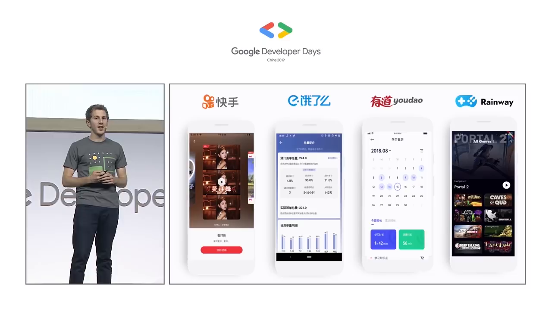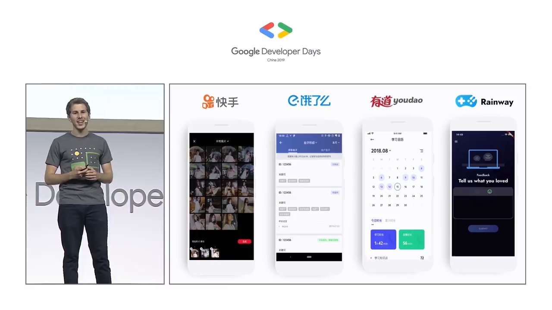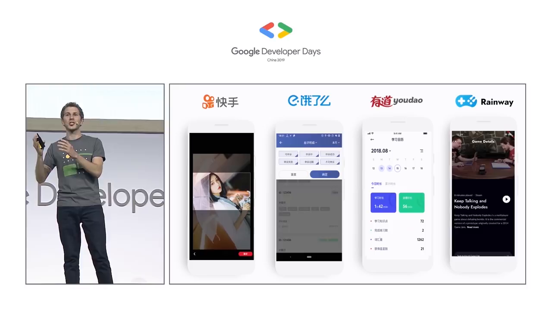Yodu Speak also built a study achievement page with Flutter. And finally, Rainway is actually a game company, and they had all of their PC games, and with Flutter, they actually converted them to run on iOS. So I thought that was a cool story as well.